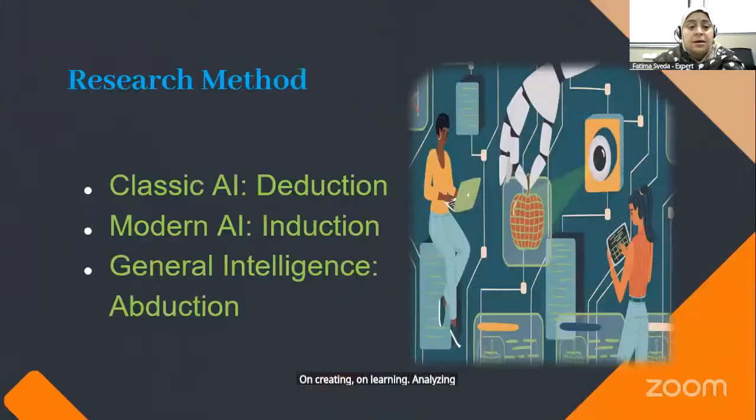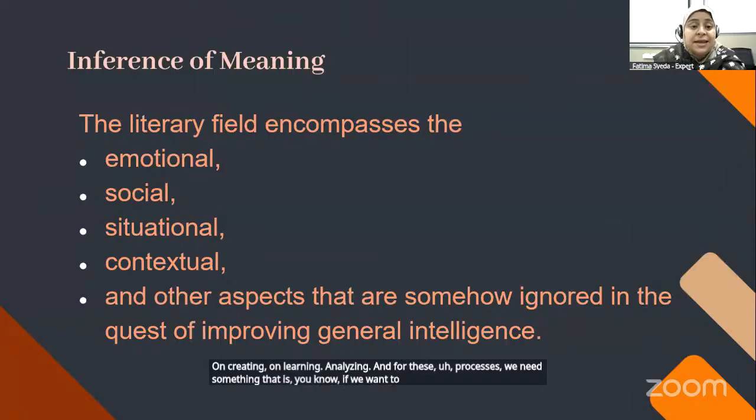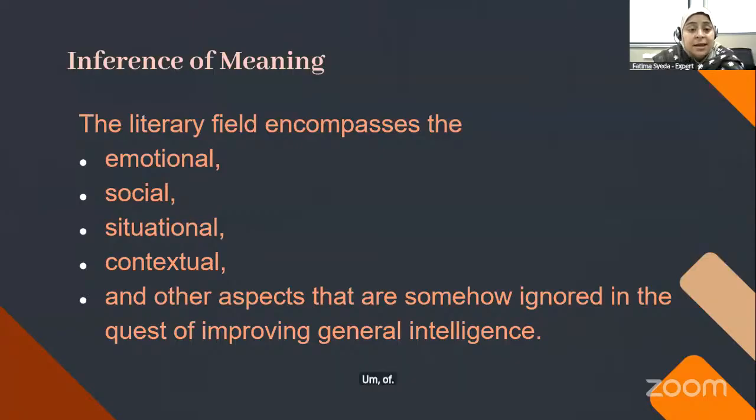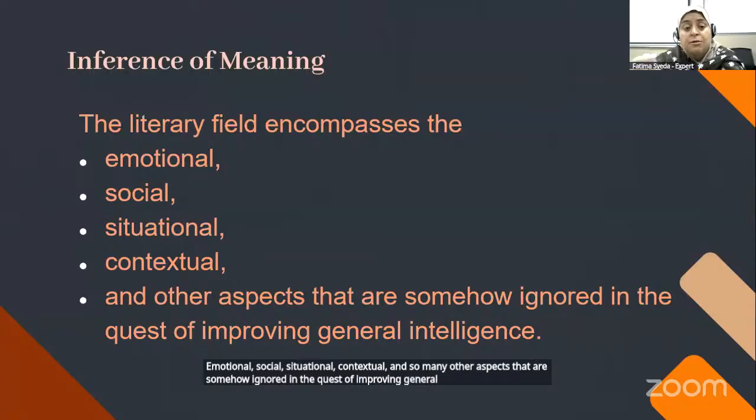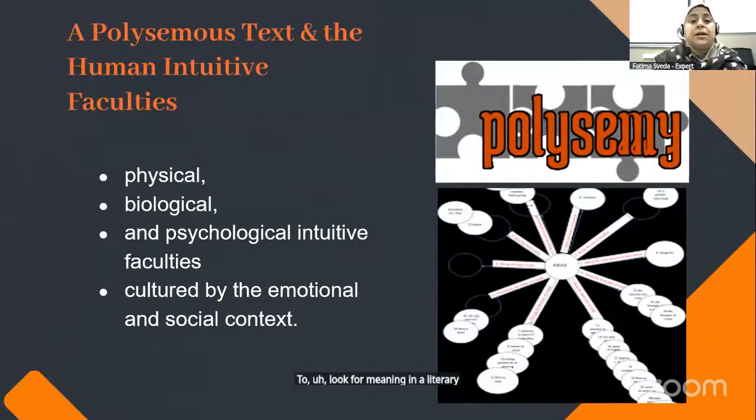And for these processes, if we want to infer meaning from a text, we will depend upon the emotional, social, situational, contextual, and so many other aspects that are somehow ignored in the quest of improving general intelligence. So we go beyond that general intelligence to look for meaning in a literary text. Also, we know that a literary text is polysemous. It has multiple meanings. It cannot be treated the way other formal systems work.